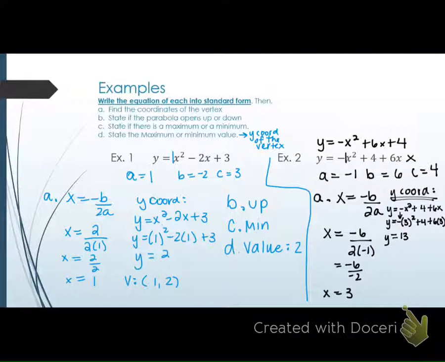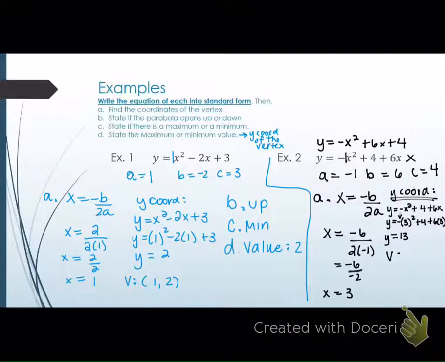Let me see if I can do it. This one is really hard to use. Try it on hers for now, and we'll go from there. Okay. So your vertex should be 3, 13. What did you get, Mike?